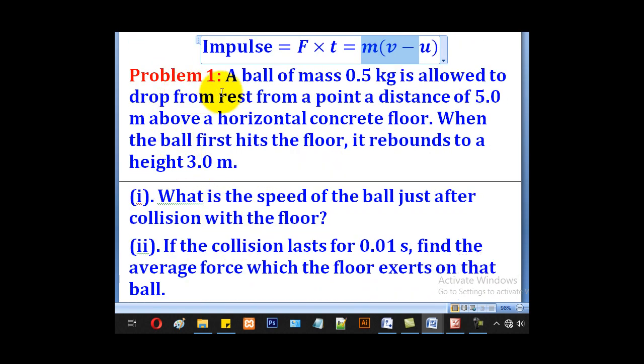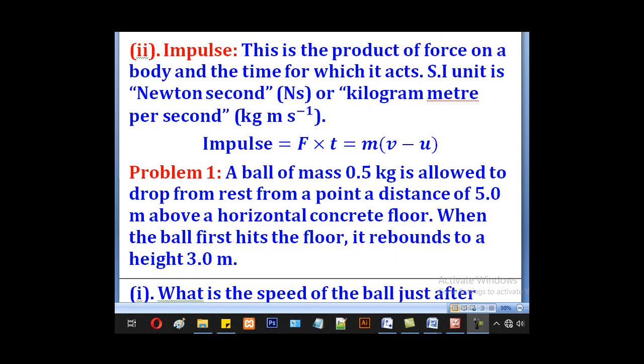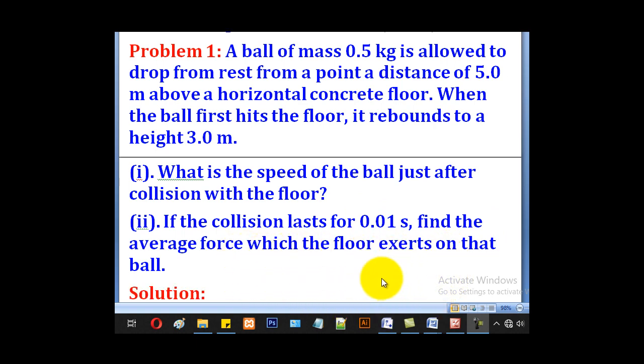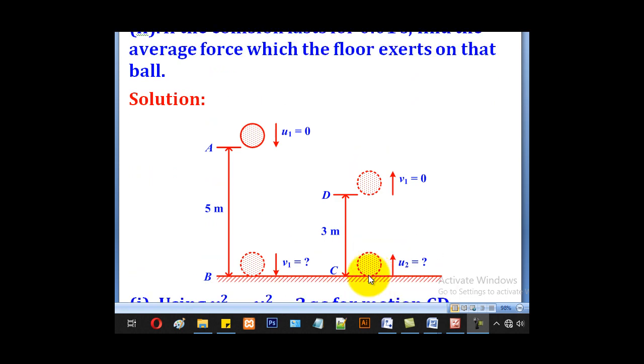A body of mass 0.5 kilograms is allowed to drop from rest from a point at a distance of 5 meters above a horizontal concrete floor. When the ball first hits the floor, it rebounds to a height of 3.0 meters. Roman 1: What is the speed of the ball just after collision with the floor? And Roman 2: If the collision lasts for 0.01 seconds, find the average force which the floor exerts on the ball. So the first step is to make a sketch.